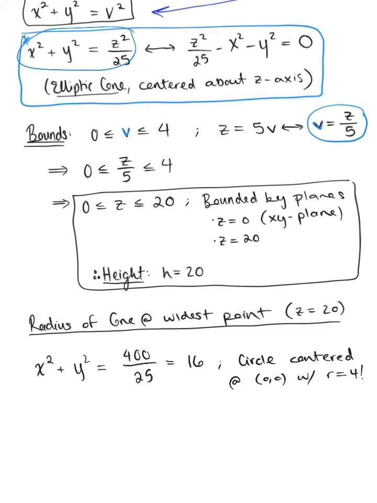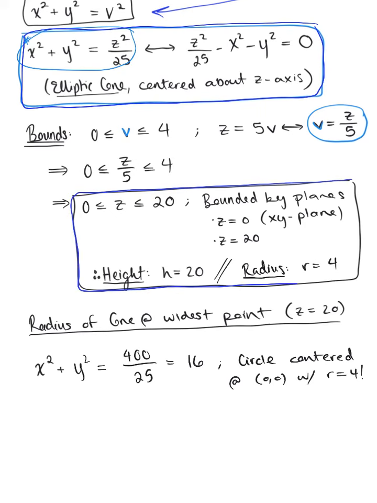Woohoo! So in addition to the maximum height being 20 units, we can now state that the radius of the cone at the widest point is going to be 4. And we have officially classified the given parametric representation as the elliptic cone centered about the z-axis, bounded below by the xy plane, and above by the plane z equals 20, which tells us that the height of this cone is 20 units, and the radius at the widest point is 4.